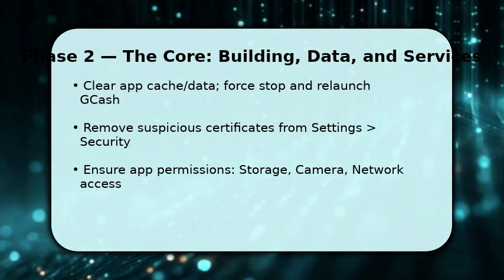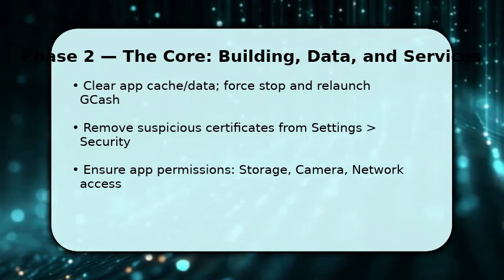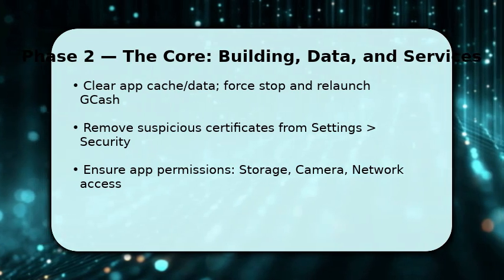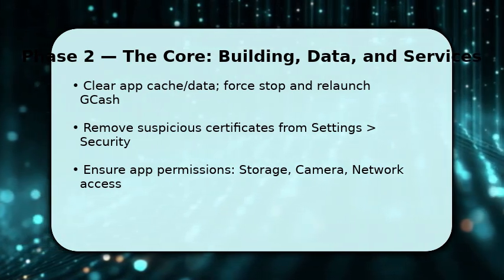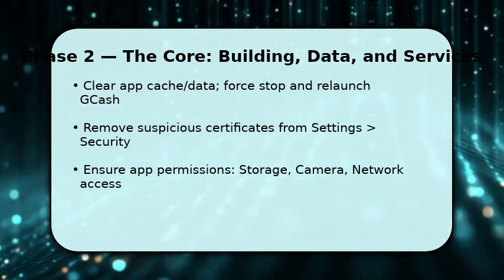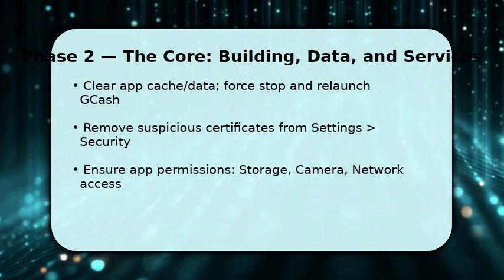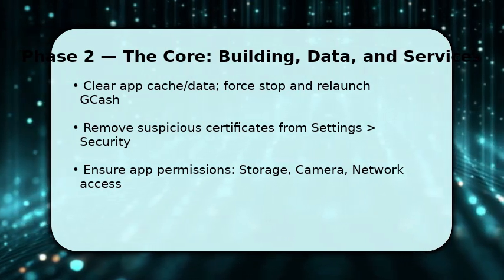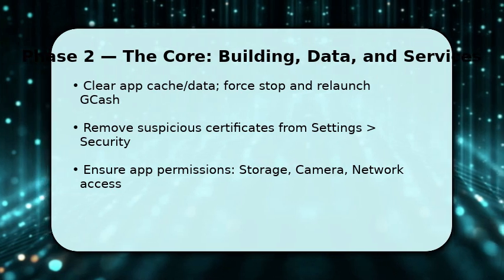Go to Settings, Security, and inspect user-installed certificates. Remove any unknown or developer certs that might intercept traffic. Also verify Gcash permissions: network, storage, camera, so the app can complete authentication. After these changes, restart the phone to apply.